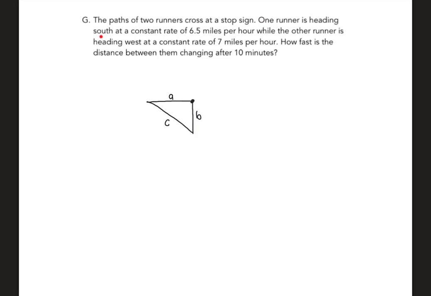One runner is heading south at 6.5 miles per hour. So this distance is increasing at the rate of 6.5 miles per hour. So dA/dt equals 6.5. Okay, same idea, dB/dt is 7 because the runner that's, oh, whoops. Sorry, the other way around. I don't know why, did I read that weird? So south is this here. So dB/dt is 6.5 and dA/dt is the runner heading west, and that's 7. So let me fix that.